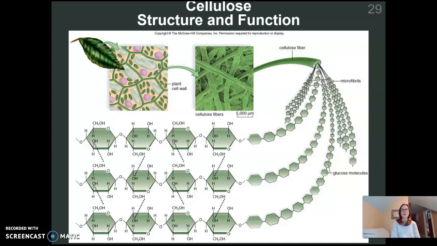And here is another polysaccharide. This is cellulose, where we have these long strands, just like in starch, but then cross bonds that link them together to form fibers. Cellulose fiber makes up the cell walls of plants.